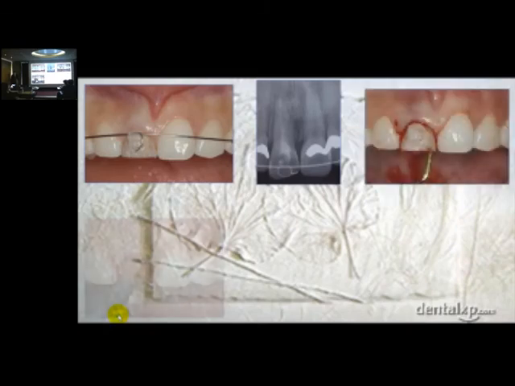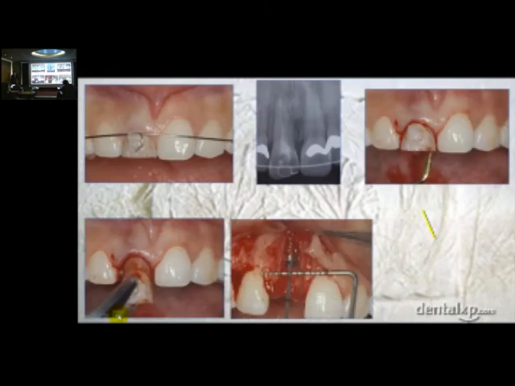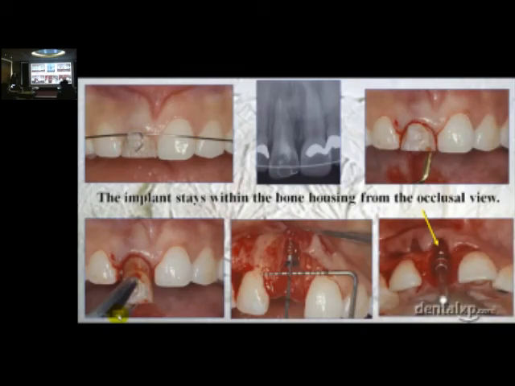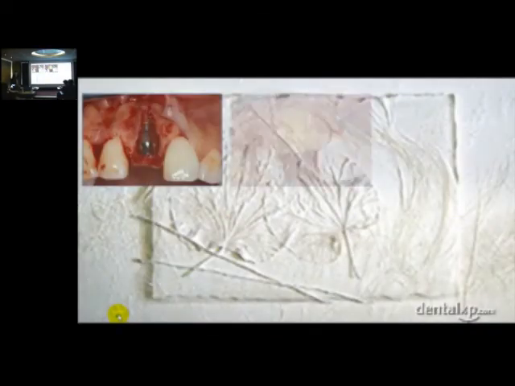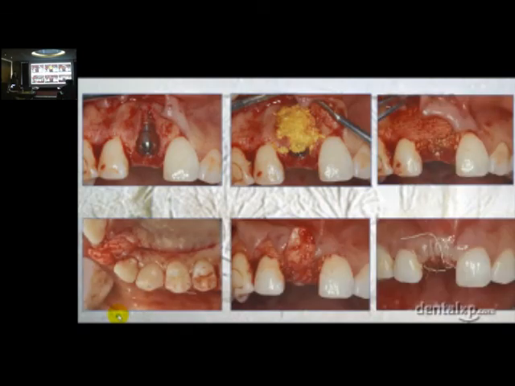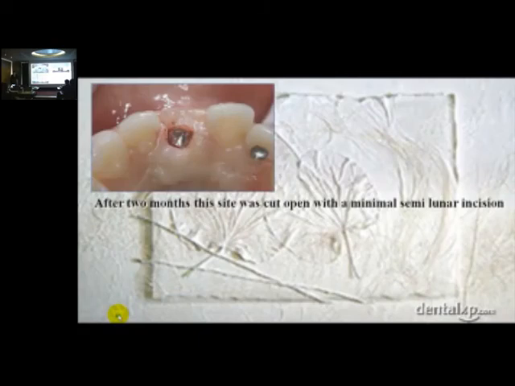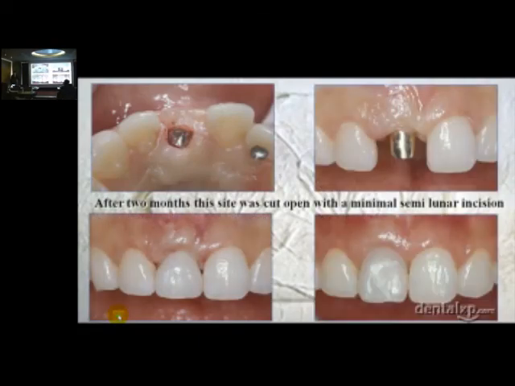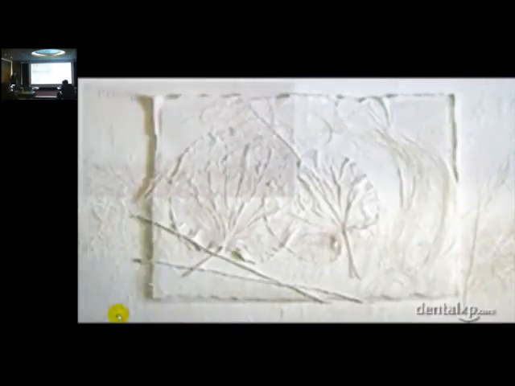Although the labial bone is absorbed, you can see the implant within the bone housing of the alveolar bone from the occlusal view. After the graft materials were filled and the resorbable membrane was pressed, the Kurdish graft technique was applied. After 2 months, this site was cut open with a semilunar incision. The final abutment and provisional restoration were placed, and the tissue scalping technique was applied. This is the final result.